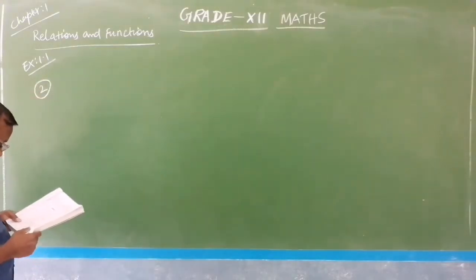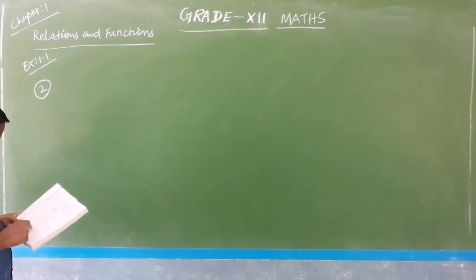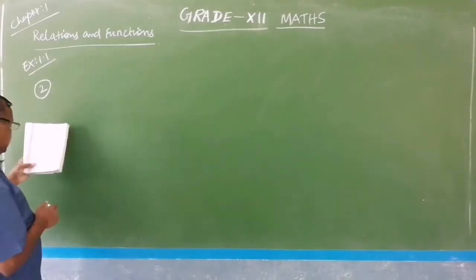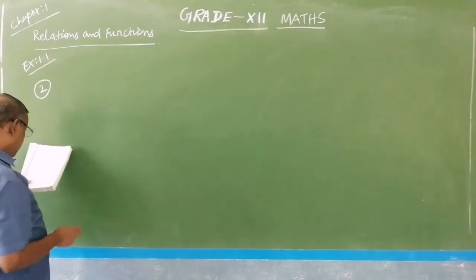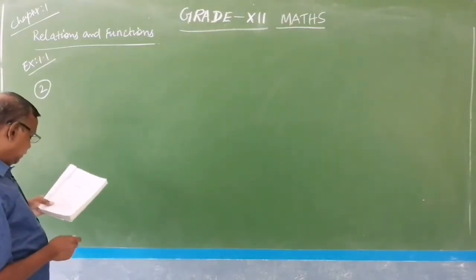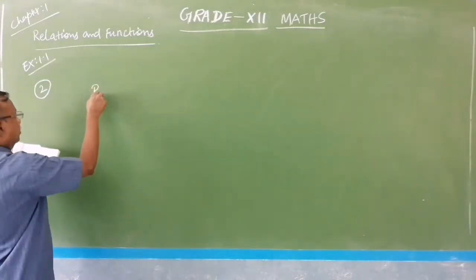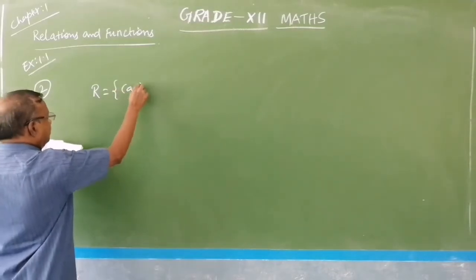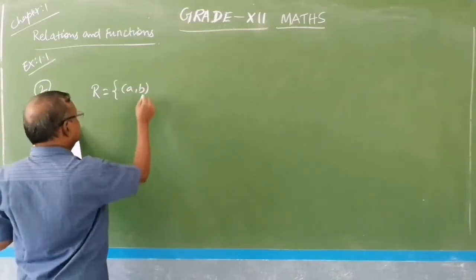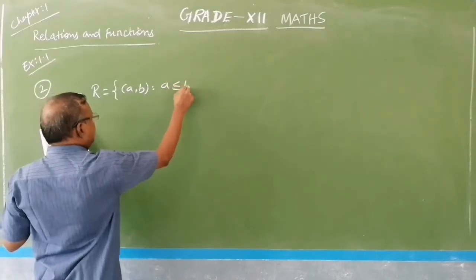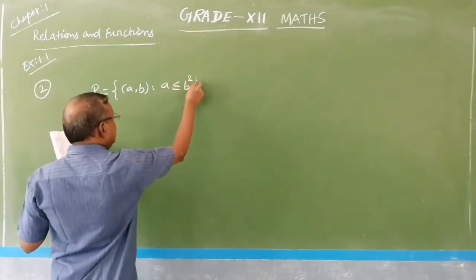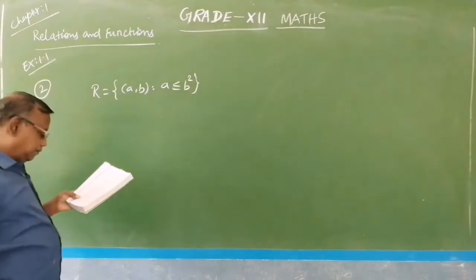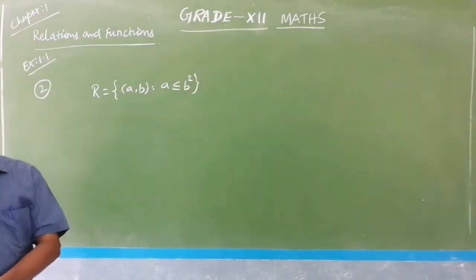Show that the relation R in the set of real numbers, given in the bold letter R, defined as (a, b) such that a is less than or equal to b squared, is neither reflexive nor symmetric nor transitive.